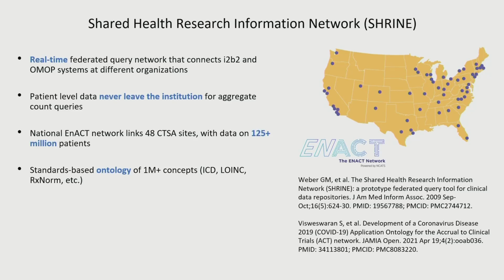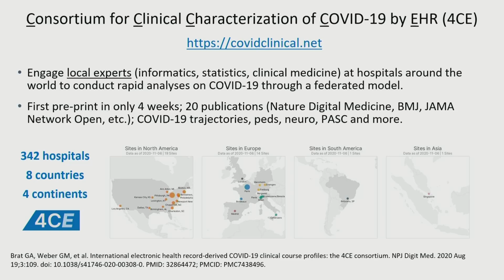This real-time network that I helped develop is in contrast to another network, which is much more manual, called the Consortium for Clinical Characterization of COVID-19 by EHR, or 4C. So this was at the beginning of the pandemic in March 2020. We reached out to all the different sites that were using i2b2 and SHRINE and said, can we meet up and figure out if we can do some rapid analyses related to COVID?